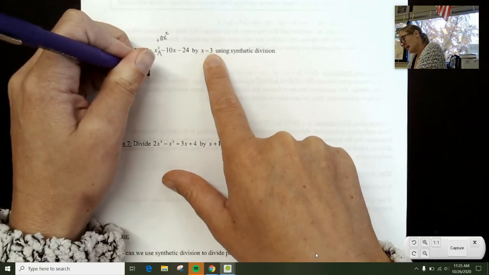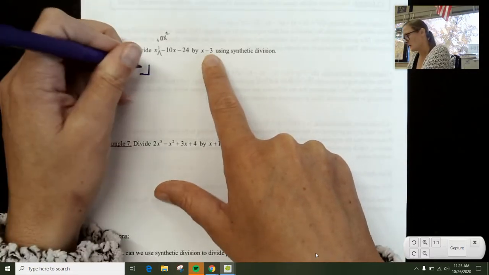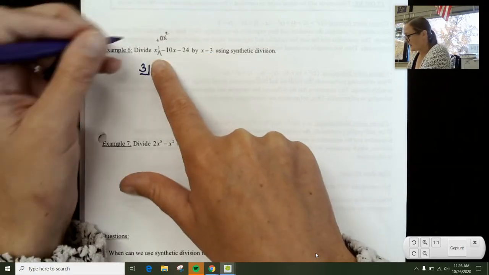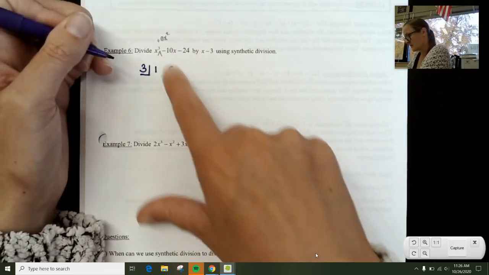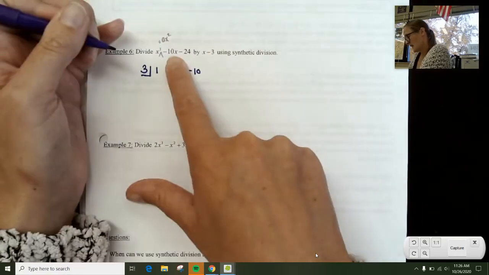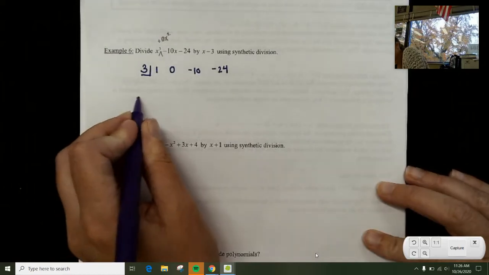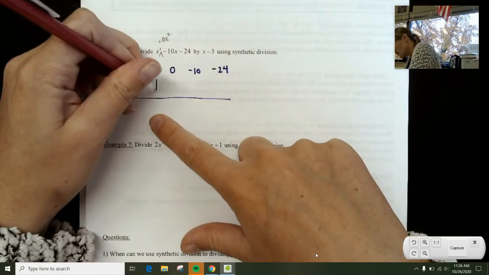I'm dividing by x minus 3, so actually similar to my last problem, in my box is 3. I have x cubed plus 0x squared. So x cubed, x squared, now I'm going to x minus 10, and then minus 24 for my constant term. And my line. First move, bring down the first number that's not in the box. So I bring down the 1.